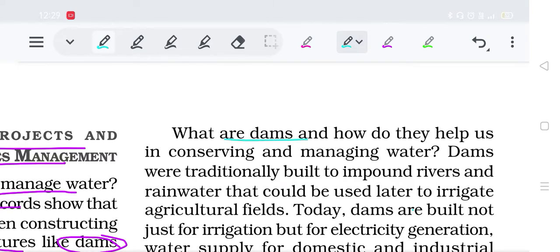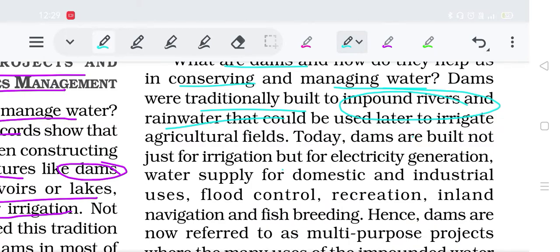Why are dams built, and how do they help us in conserving and managing water? Dams were traditionally built to impound rivers and rainwater that could be used later for irrigation. In previous times, we used to make dams to store water for irrigation.